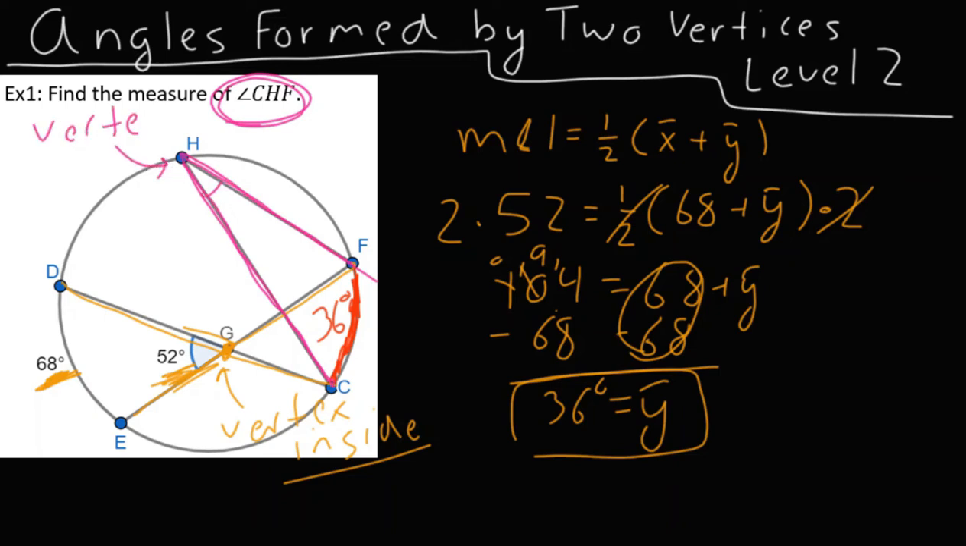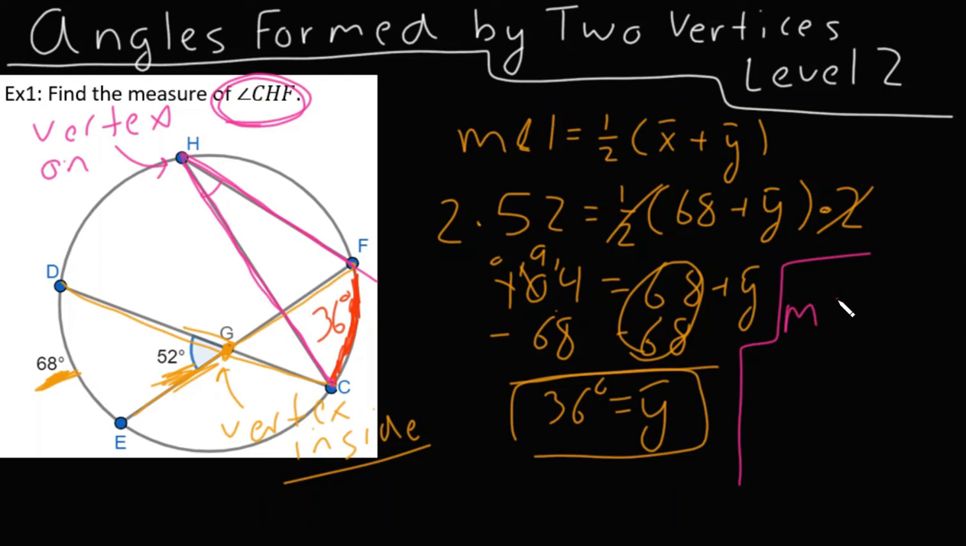Now, what would you call vertex H? Is that vertex inside, on, or outside the circle? And of course, this is what we call a vertex on the circle because it's essentially on that outside edge. And so now we'll use the formula, the measure, oh, here, let me get rid of that.